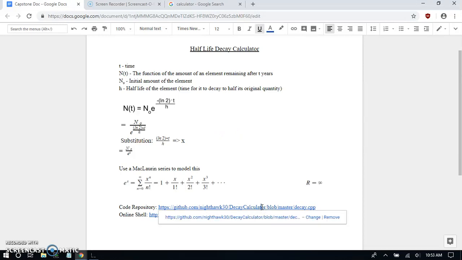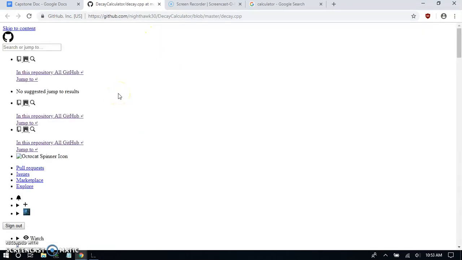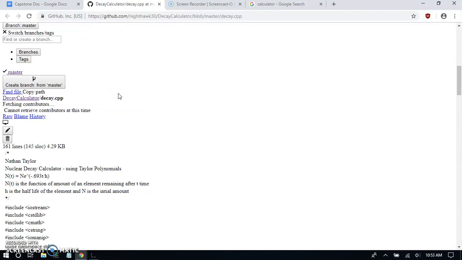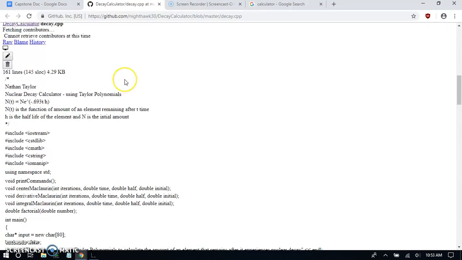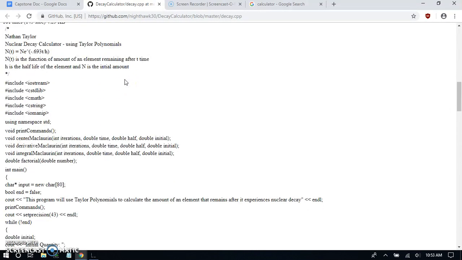So the way I set this up was that the code is openly accessible from GitHub, and you can run it on an online shell very easily. So here is the code. We're going to GitHub. For some reason the interface is bugging out.